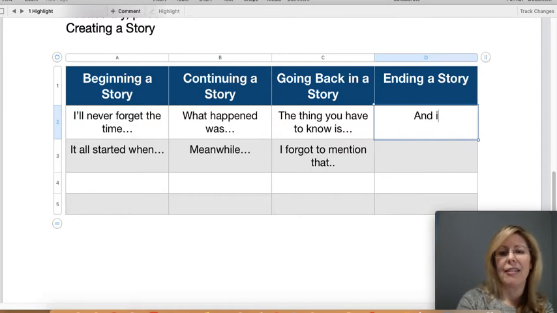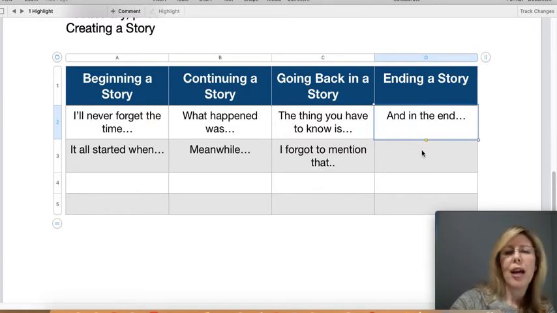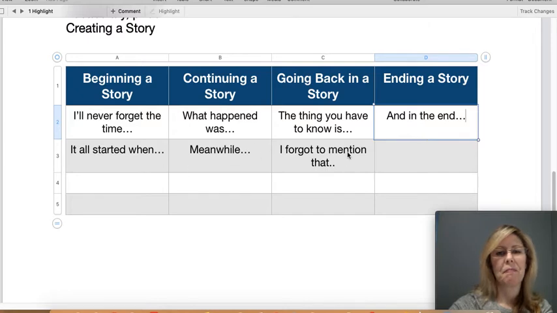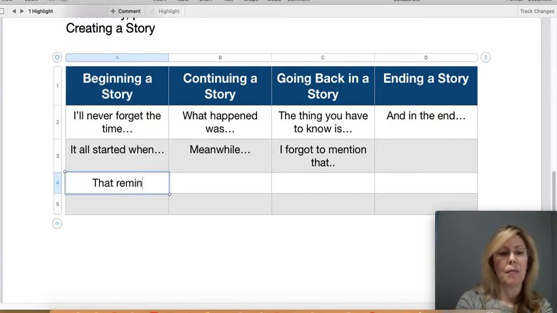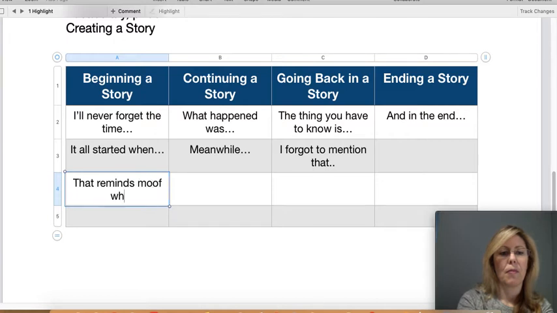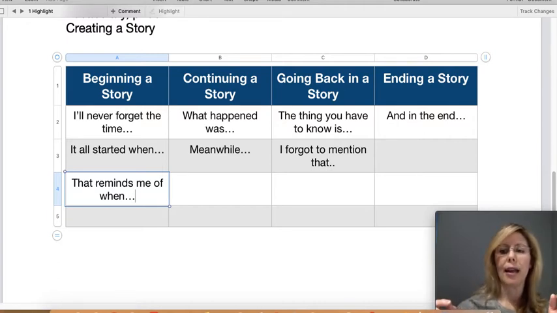And in the end, not too difficult to figure out. In the end, they lived happily ever after. All right. How about, that reminds me of when? Actually, that is the beginning to a story. Because sometimes people will be having a conversation, and then you say, oh yeah, that reminds me of when I was back in high school and we used to compete with blah, blah, blah. You start talking about it because something triggers a thought or a memory. So this is usually the beginning.